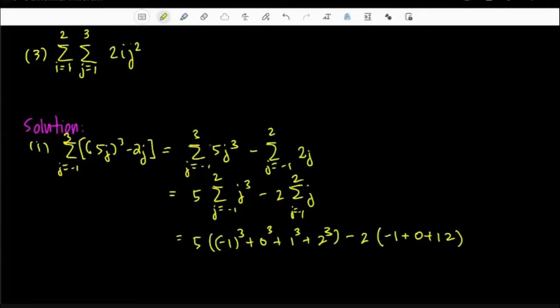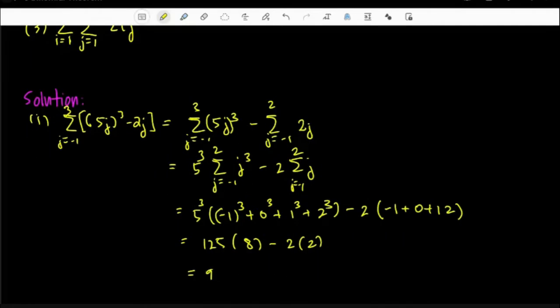A few corrections. The 5 is included in the cube. So this should be 5 cubed. This should be 5 cubed. So this should be 125 times. So that's -1 plus 0 plus 1 plus 8. So the -1 and 1 will cancel. We have 8. Minus 2 times 2. Or that's just 996. Okay.